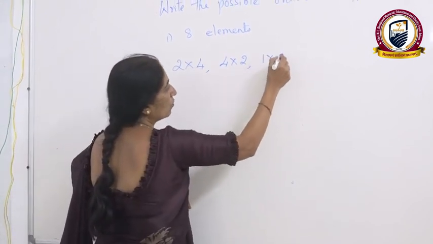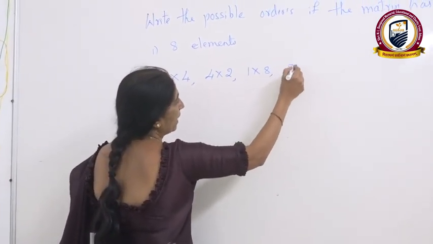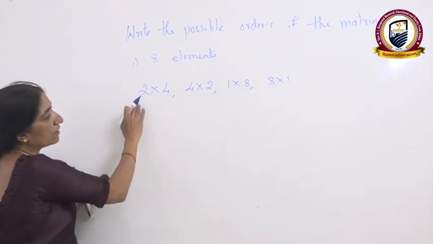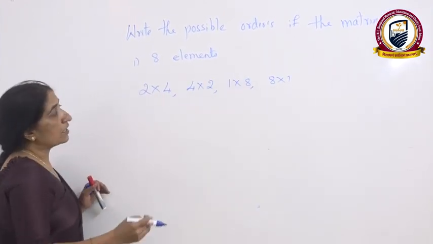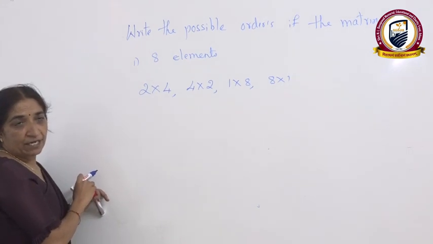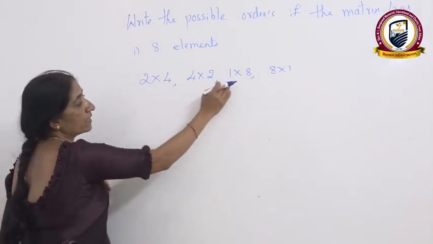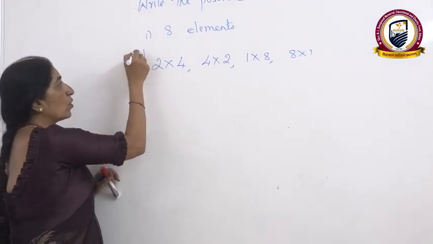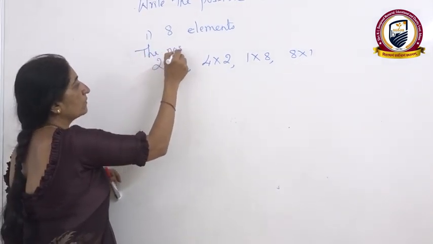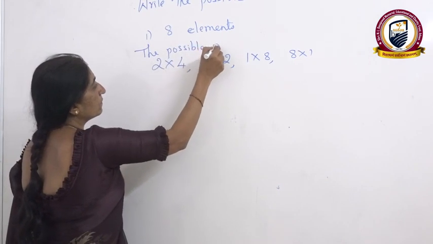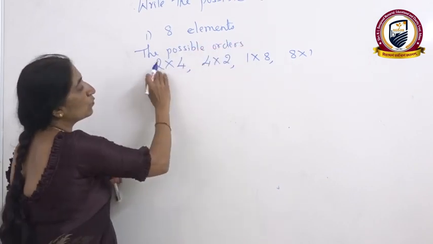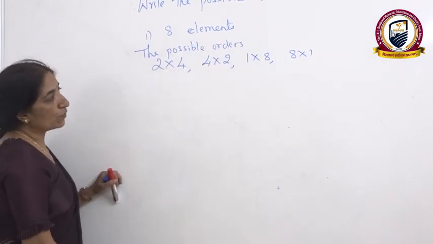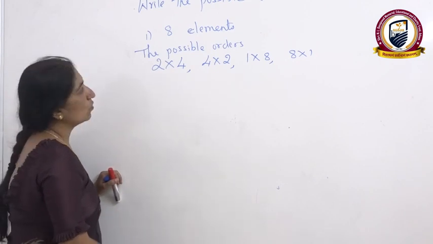1 into 8 and 8 into 1. See, other than this, is there any splitting such that their multiplication will be 8? No, only these possibilities are there. So, the product is 8. Therefore, the possible orders are 2 into 4, 4 into 2, 1 into 8, 8 into 1.